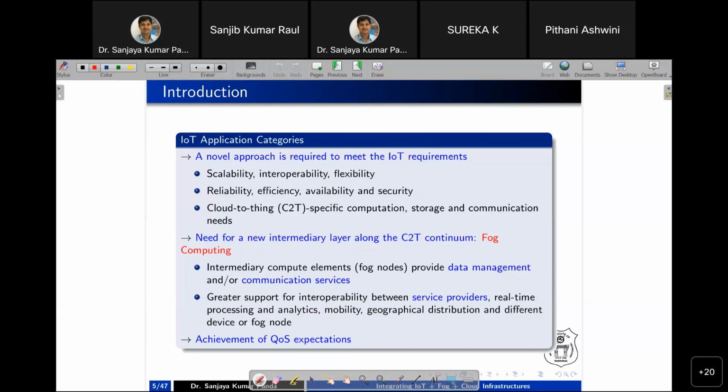We also have to achieve the quality of service requirements, because there are many applications where quality of service parameters matter. You can consider reliability and availability. These are some of the important quality of service parameters. In any case, you should not violate this quality of service. So in order to achieve this, we need an intermediate layer in between the IoT and cloud.